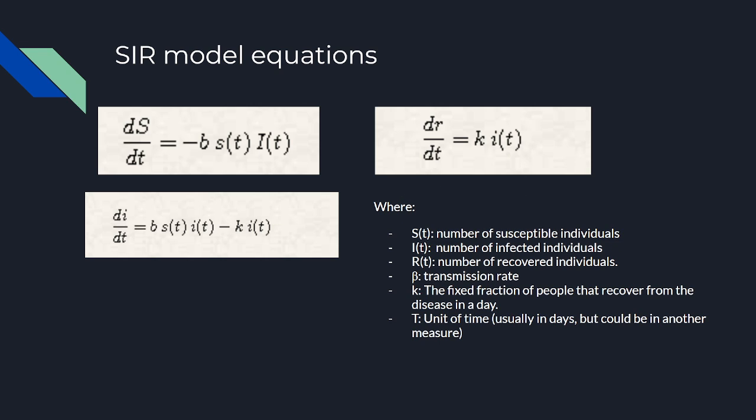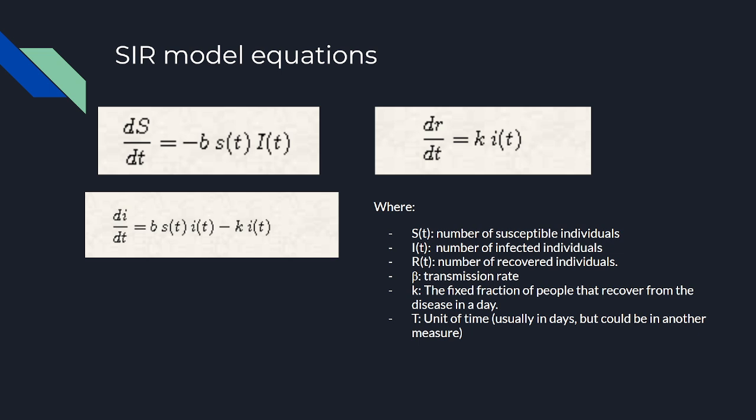To explain the equations, the top left one represents how susceptible people shrink over time, because susceptible people get infected through contact with infected people. To the right of that, k * I(t) represents how the number of recovered individuals increases over time: as more susceptible people get infected, then as time passes those infected people recover, so that's increasing.